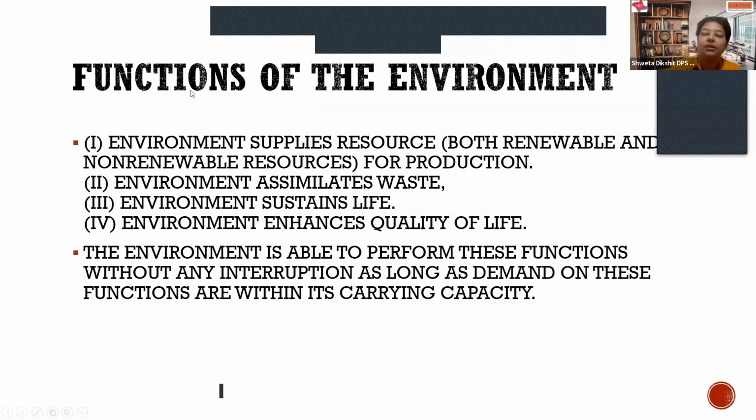Children, this can be a question for 4 or 6 marks, but basically it is asked for 3-4 marks only. So the first function of environment is that it supplies resources, both types of resources, that is renewable as well as non-renewable. Second, it assimilates the waste.